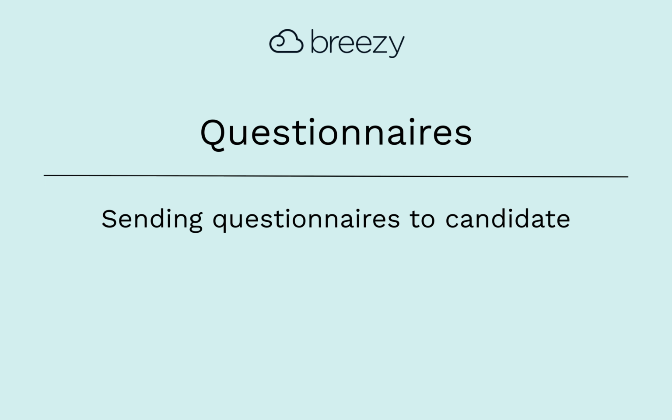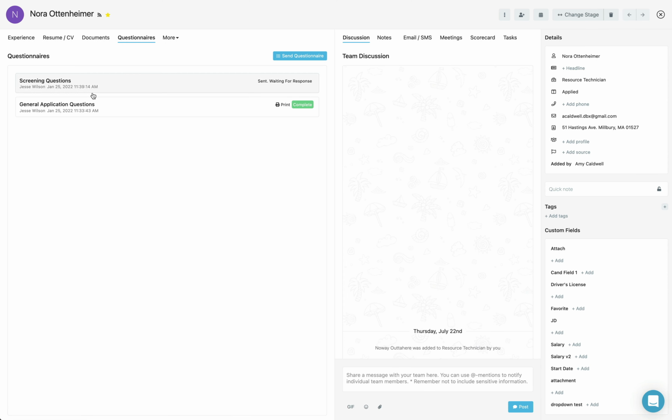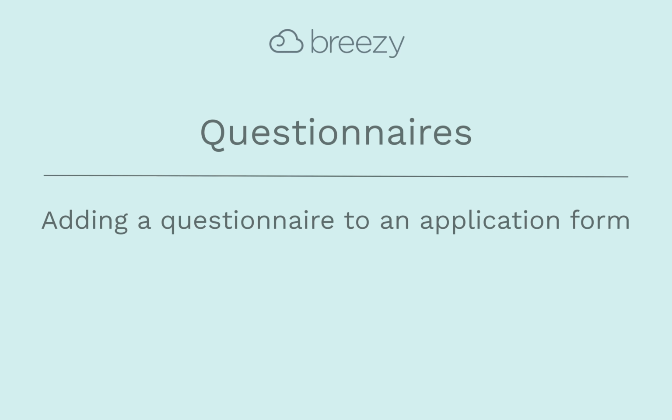There are several ways to get your questionnaire out to candidates. You can include it with an application form, send it to a specific candidate from their profile, or send it automatically when a candidate reaches a certain stage. No matter how you send your questionnaires, you'll always be able to find a candidate's responses on the Questionnaires tab of their profile. To use a questionnaire as part of an application form, just select it when you create the position, or add it later in the position settings.